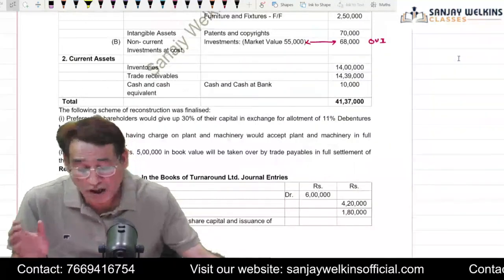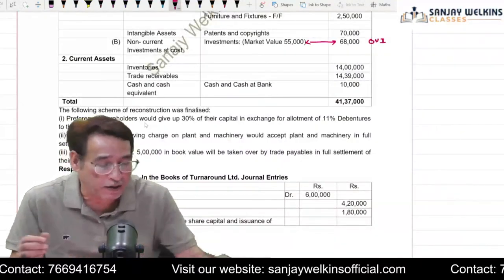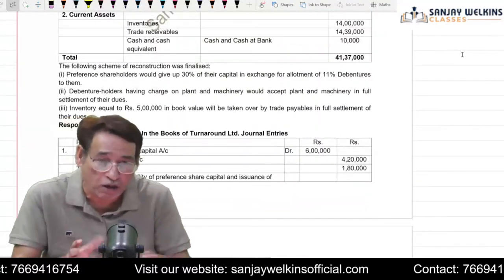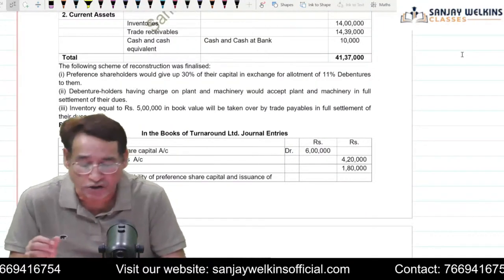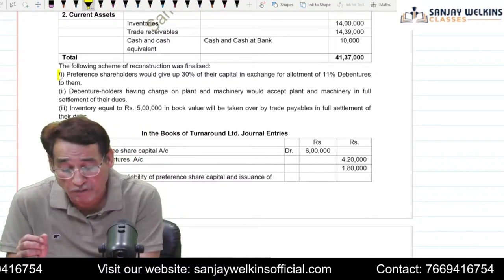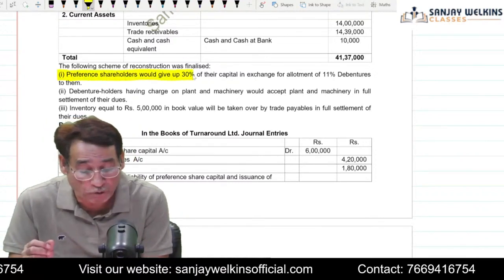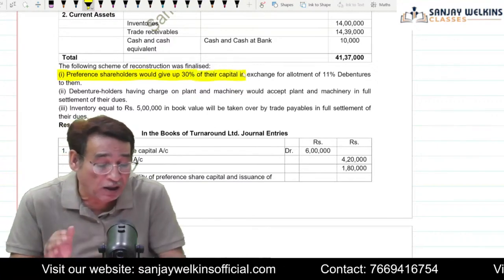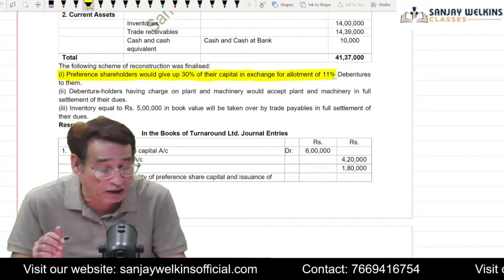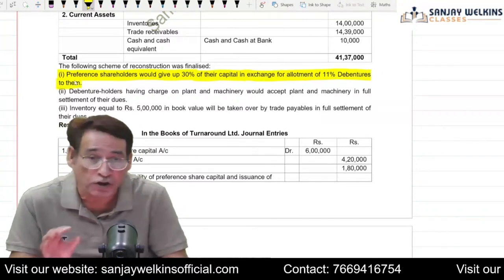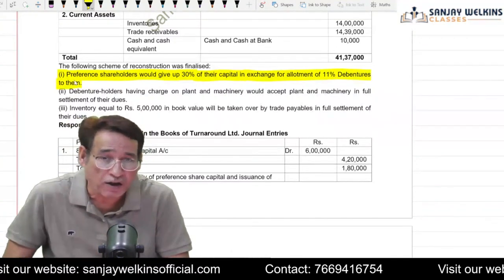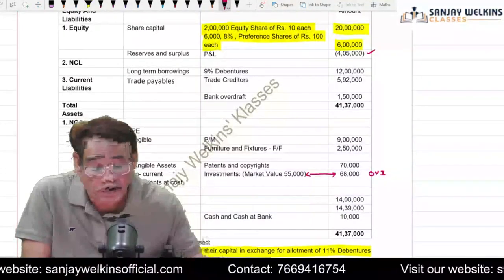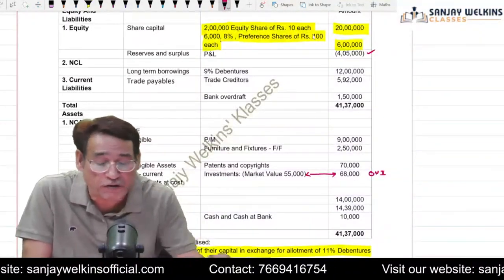Then, however, in this particular question, the basic idea is to acquaint you with the various sorts of situations which we may come across while confronting the question. Now, here you are being given that one preference shareholder would give up 30% of their capital in exchange for allotment of 11% debenture to them. What will be the entry? Now, in this case, first of all, you note down the amount of preference share capital. Preference share, 6,000 shares of 100 each.